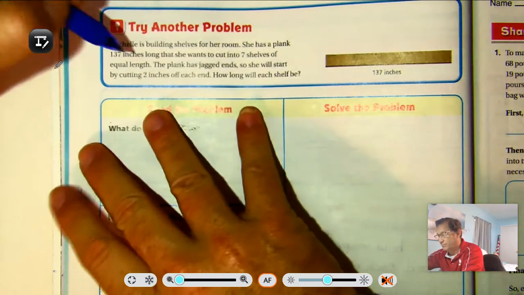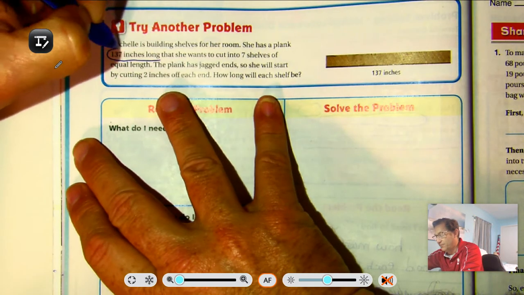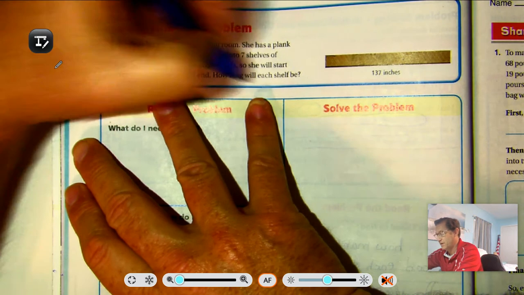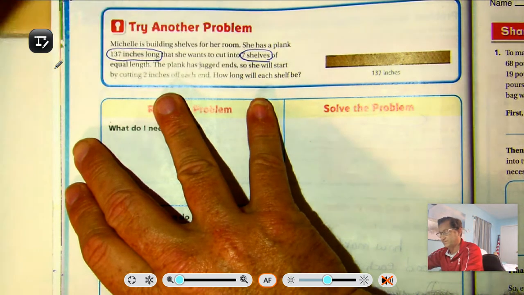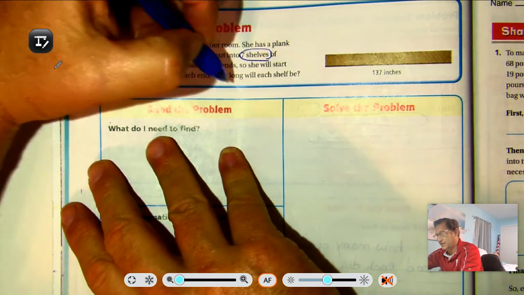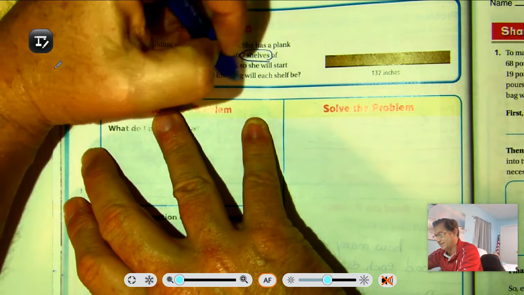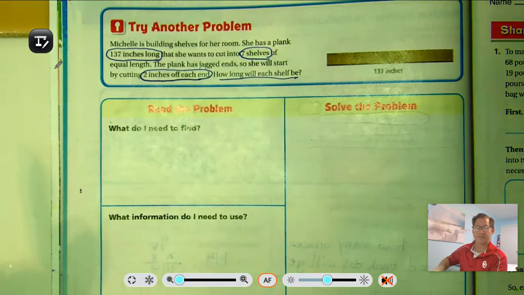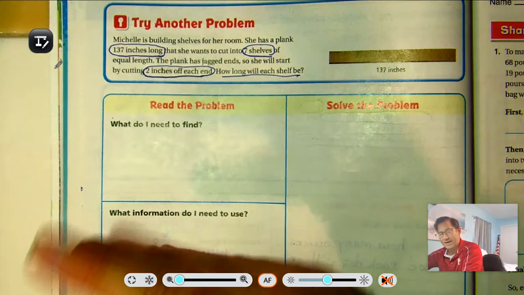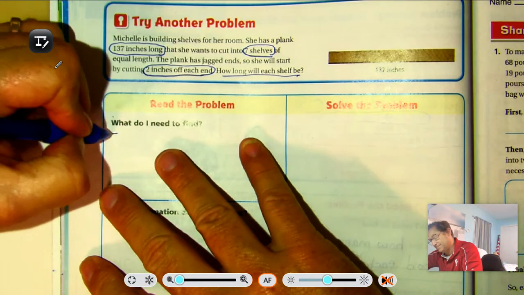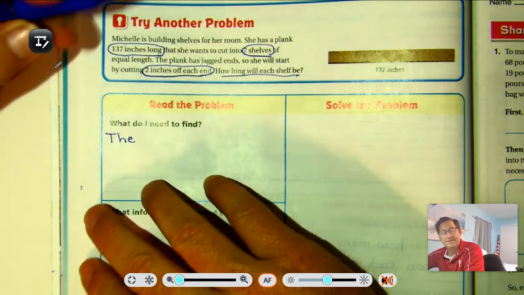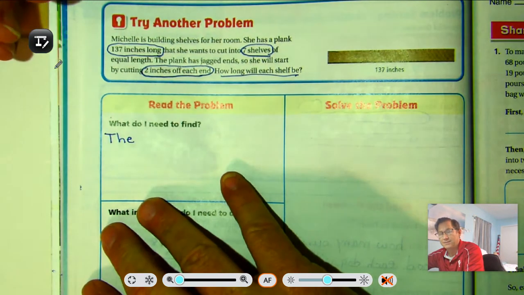Well, let's see. We need to know that the plank is 137 inches long. She wants to make 7 shelves, and she's going to cut 2 inches off each end. So how long will each shelf be? What do I need to find? I need to find the length of 7 equal-sized shelves.